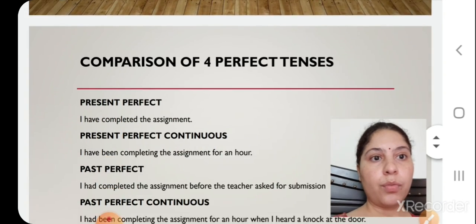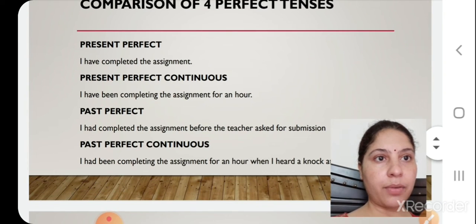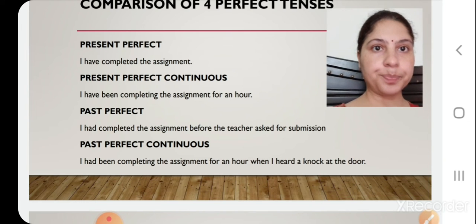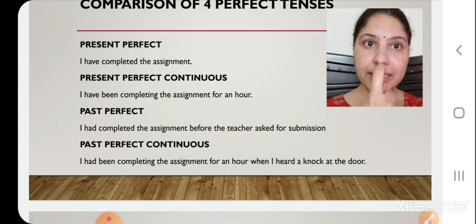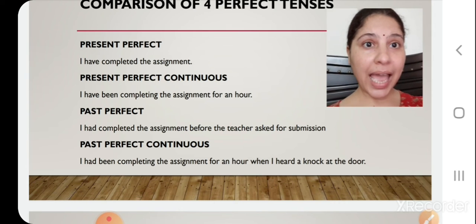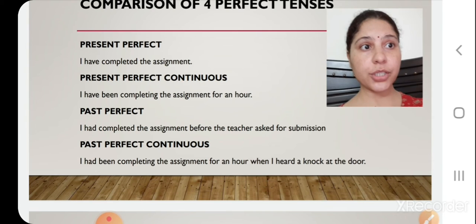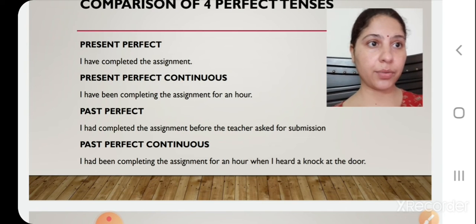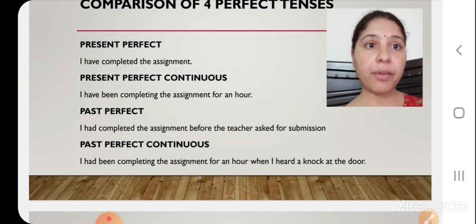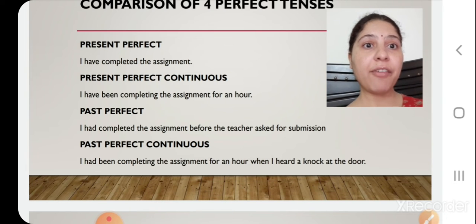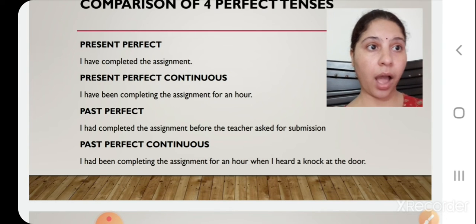Now we look at all these perfect tenses once again. So in present perfect tense, something has just got completed. I have completed the assignment just now. A minute back, you can say. Present perfect continuous means I have been completing the assignment for an hour. I started working on the assignment an hour back and I'm still doing it. It is not complete yet.